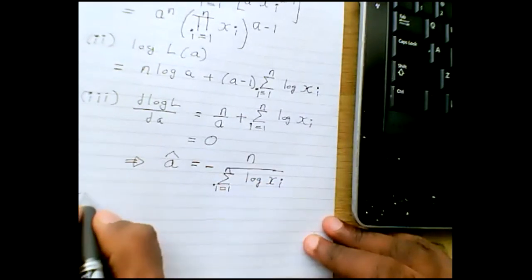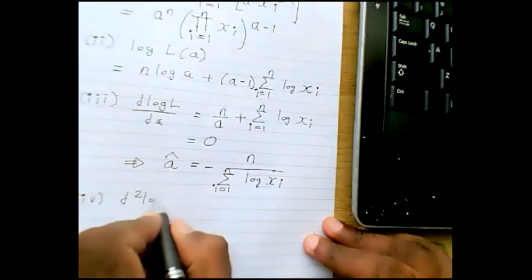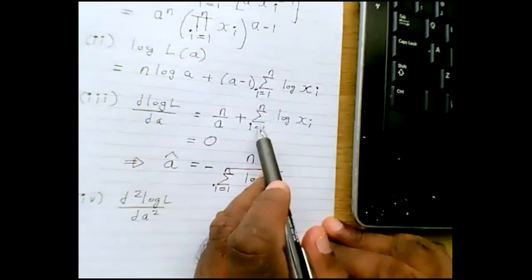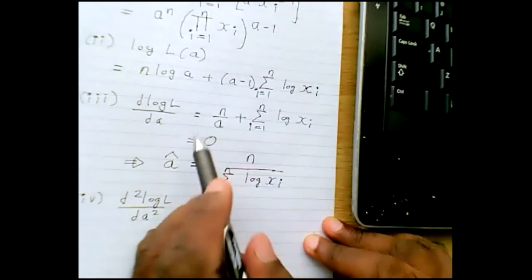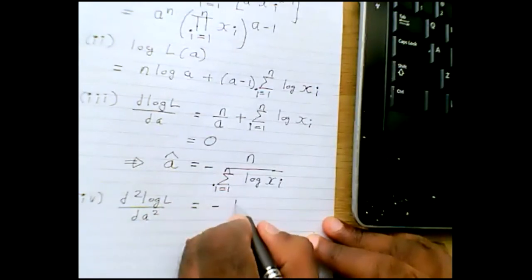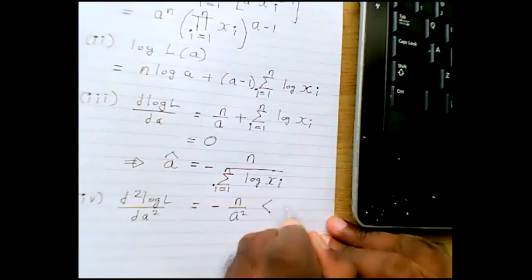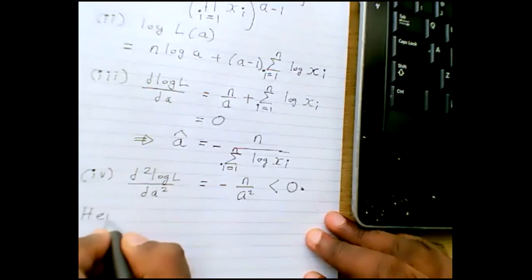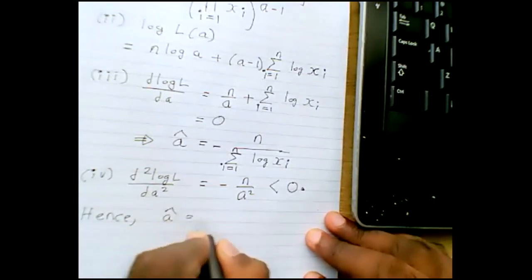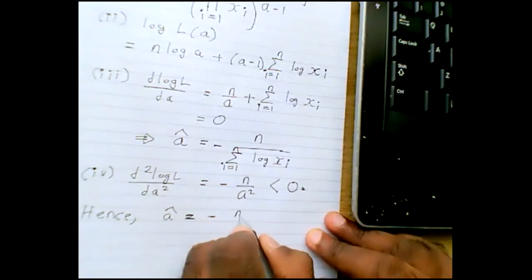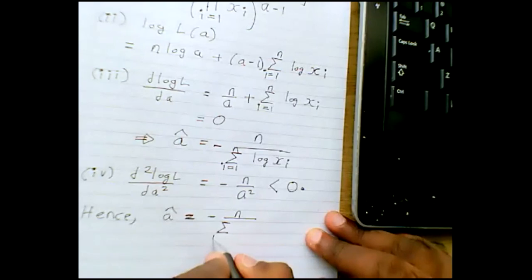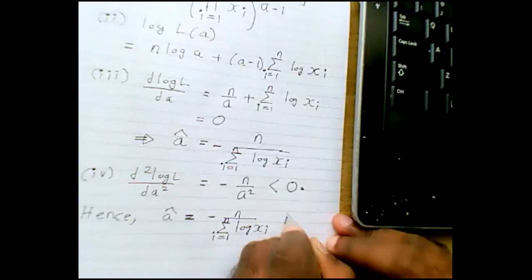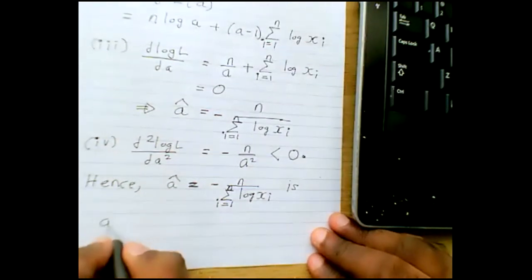Now step 4 is the second order derivative with respect to a. So this is a constant. The only thing that you're differentiating is n over a, which gives minus n over a squared. And this is clearly negative, right? All right, so hence the conclusion is that a hat equal to this is the MLE of a.